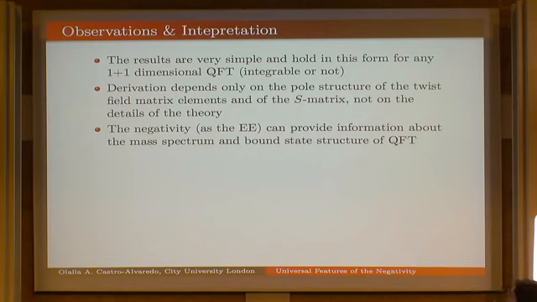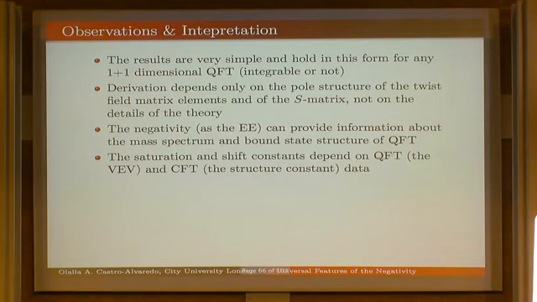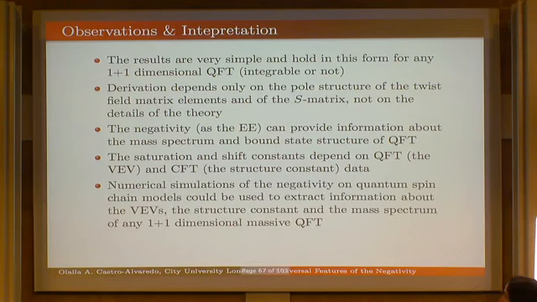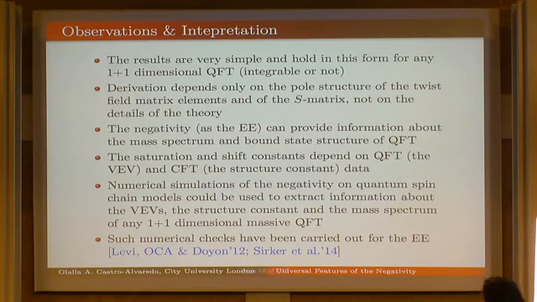Which means that from the negativity we get information about the spectrum, and we also get some information about some universal quantities, because as I told you, in these saturation constants we have expectation values of these twist fields, and we have a 3-point coupling in CFT, and these are all quantities which you could in principle access from QFT methods. So if you do numerical simulations, you should be able to see this, which is what you were saying, and this has been done for the entanglement entropy by us and by Jesko Zerka as well.